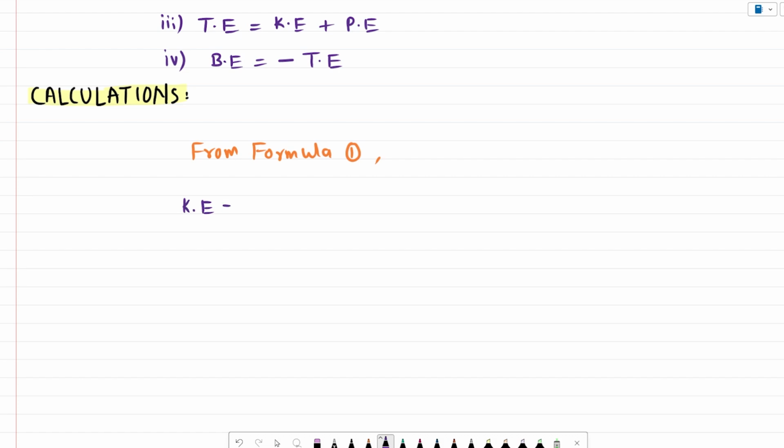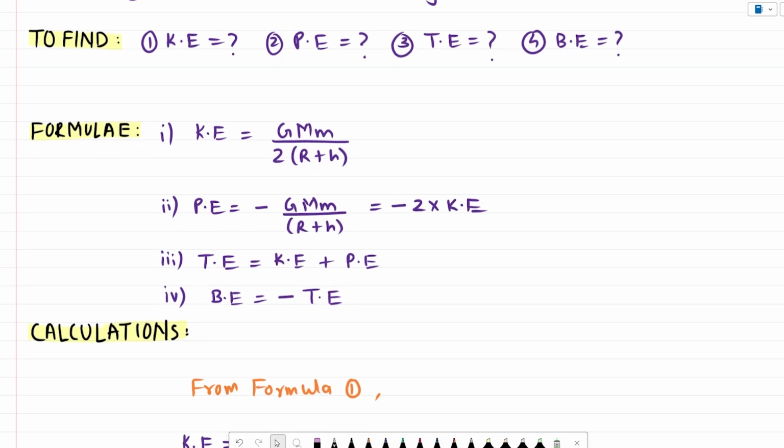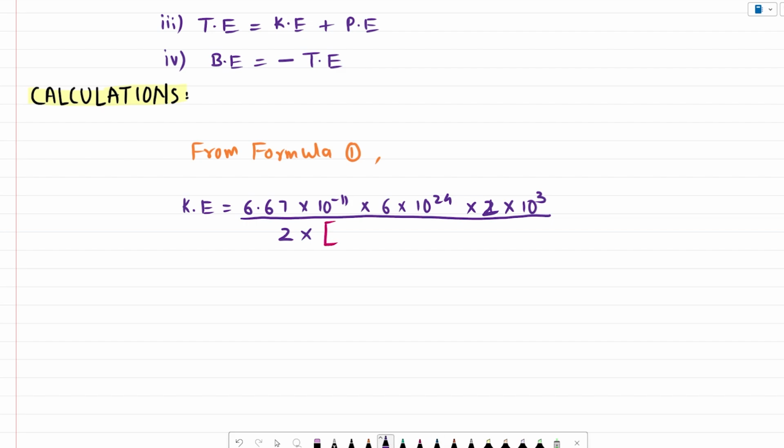So kinetic energy, KE, is equal to... if we substitute the given values in the formula of kinetic energy, we get the expression as G, whose value is 6.67 into 10 raised to minus 11, into the mass of the Earth, that is 6 into 10 raised to 24 kilograms, into the mass of the object, that is 2 into 10 raised to 3 kilograms, and the whole thing divided by a factor of 2 into the distance between the satellite and the Earth, that is the radius of the Earth, 6.4 into 10 raised to 6, plus the height at which the satellite is orbiting, that is 3.6 into 10 raised to 6 meters, and we close this bracket.